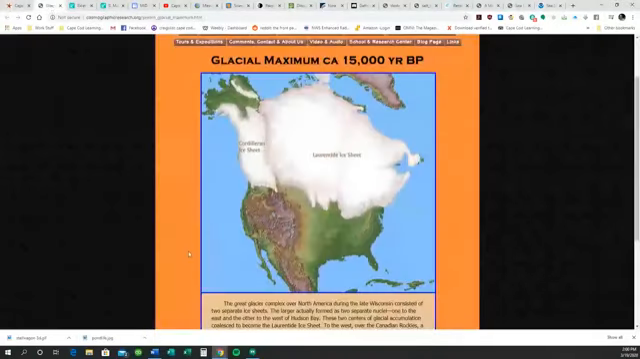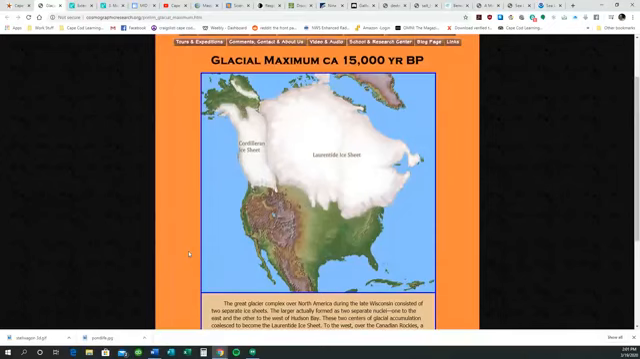So check that out. That is a glacier that is so big, they actually call it an ice sheet. This is the Laurentide ice sheet at its glacial maximum. That means at its biggest, 15,000 years ago, before present. There's a term that we're going to use here, BP.